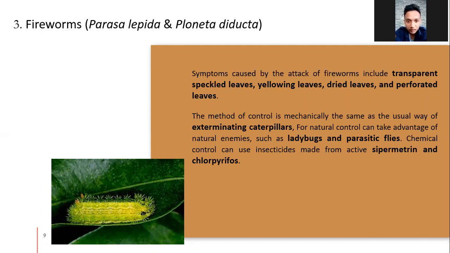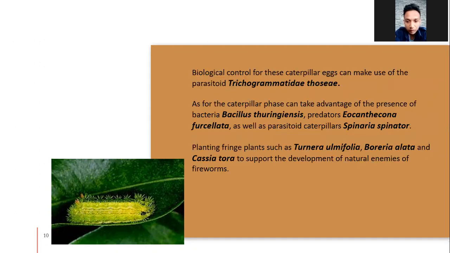Chemical control can use insecticide made from the active ingredients cypermethrin and chlorpyrifos. The biological control for the caterpillar eggs can make use of the parasitoid Trichogrammatidae.